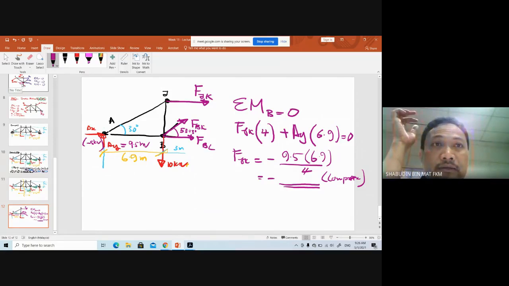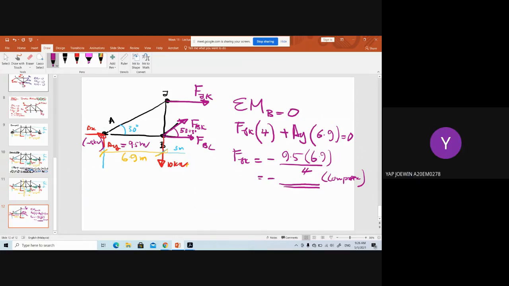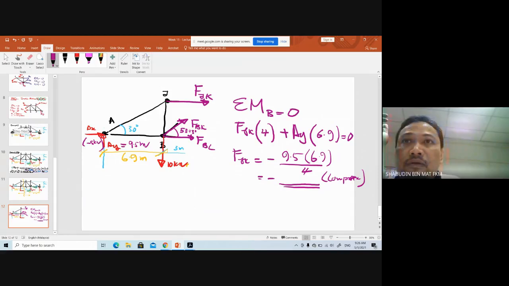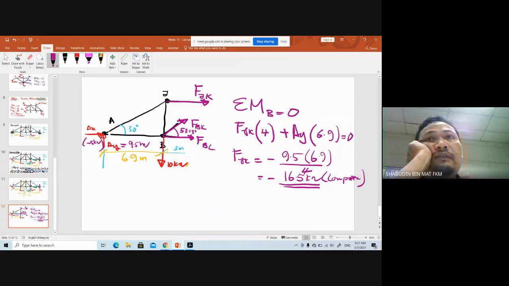FJK, negative what? Negative 16.5. 16.5 kilonewton. It is mean compression. Okay, don't change any direction of the forces. Okay. So you do now summation of force in X is equal to 0.